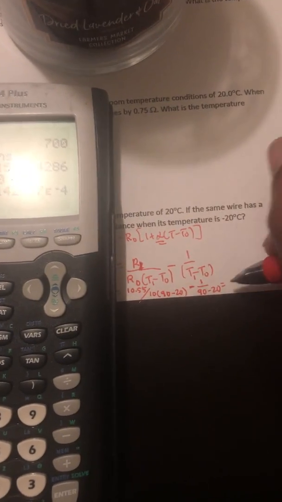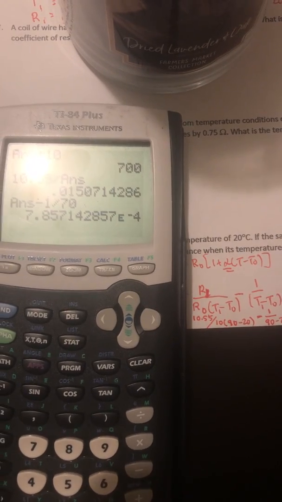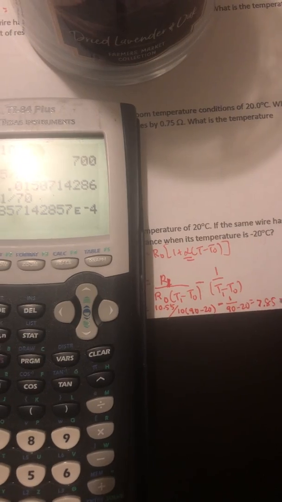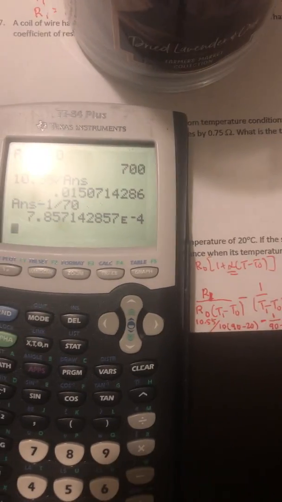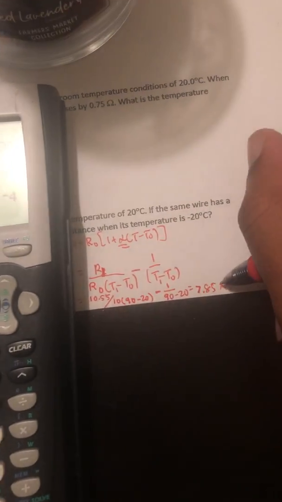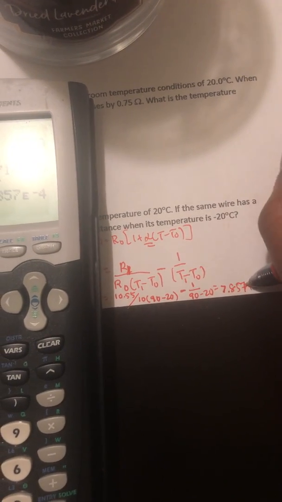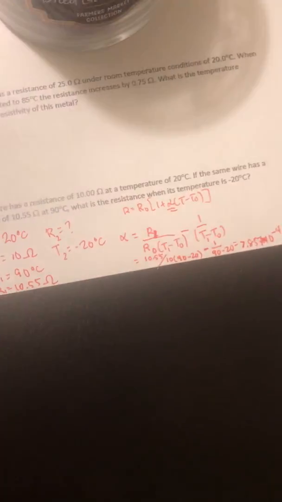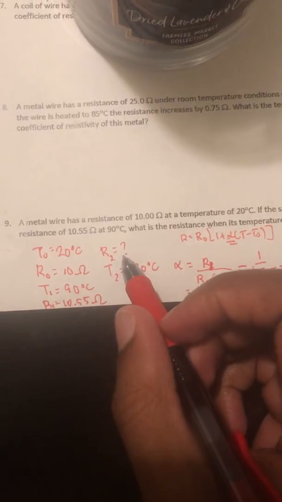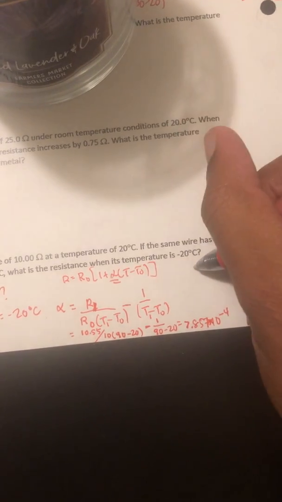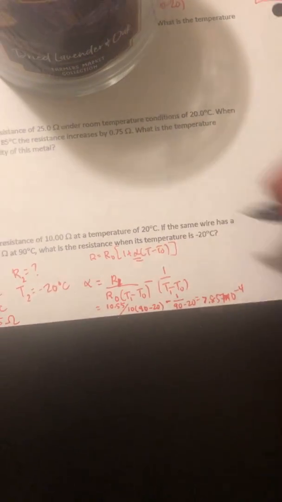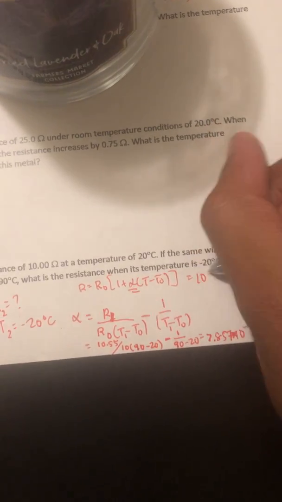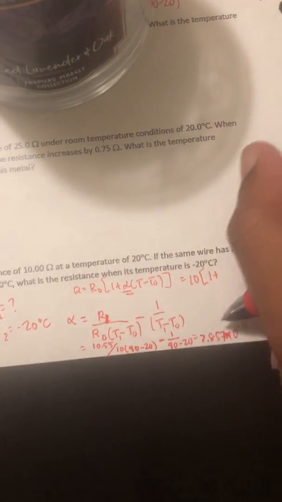That's going to give me 7.857 times 10 to the negative fourth. I like 3 decimal places. Now that I know alpha, I can actually find that resistance. So now what I'm going to do is I can use this equation. When I use this equation, I know R naught. R naught was 10. 10 times 1 plus, oh, I know alpha now.